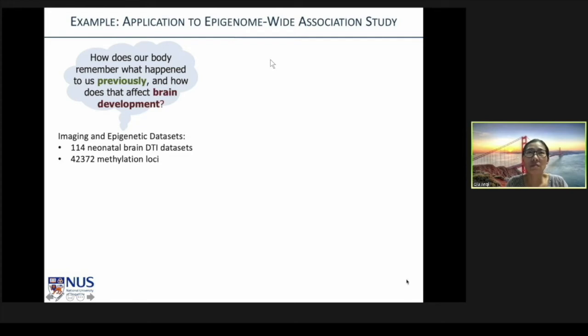Let me give an example to illustrate the importance of estimating missing confounding variables in a GWAS study. Here, we are particularly interested in epigenetic markers. We are looking at how our body remembers what happens to us previously, and how that affects brain development. Each of the units in this study has both diffusion tensor imaging data as well as methylation loci.